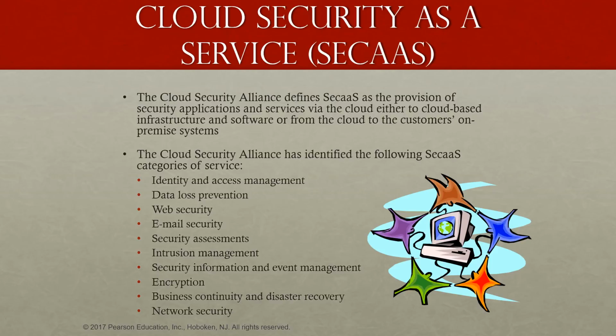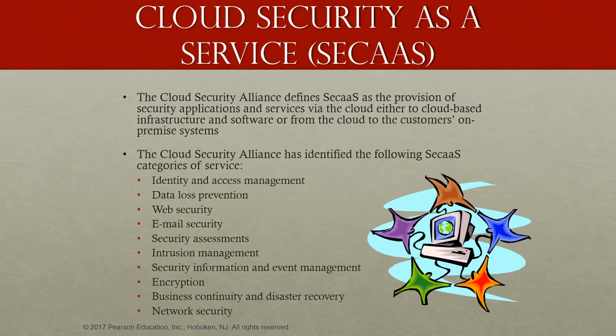In the context of cloud computing, Cloud Security as a Service, designated as SECaaS, is a segment of the SaaS offering of a CP. The Cloud Security Alliance defines SECaaS as the provision of security applications and services via the cloud, either to cloud-based infrastructure and software or from the cloud to the customer's on-premise systems.